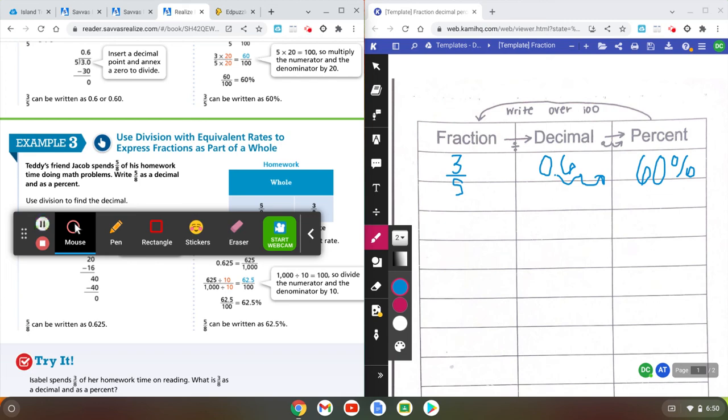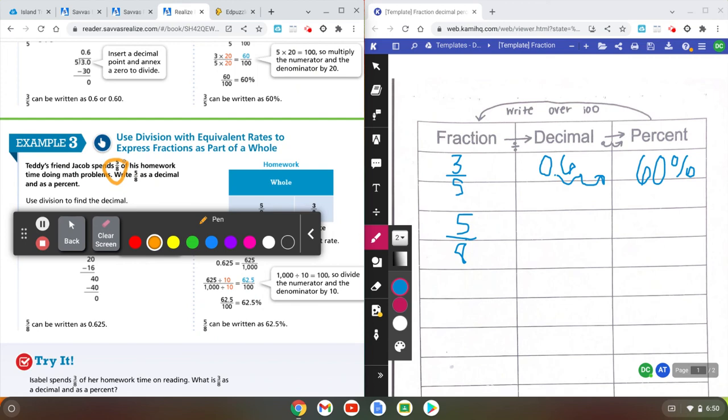One last question. Example 3. Teddy's friend Jacob spends 5/8 of his homework time doing math problems. Write 5/8 as a decimal and as a percent. So 5/8. Will we be starting 5/8 as a fraction, a decimal, or a percent? 5/8 is a fraction. So let's fill in 5/8. Let's convert 5/8 to a decimal. What should you do? We should put it in our calculator.